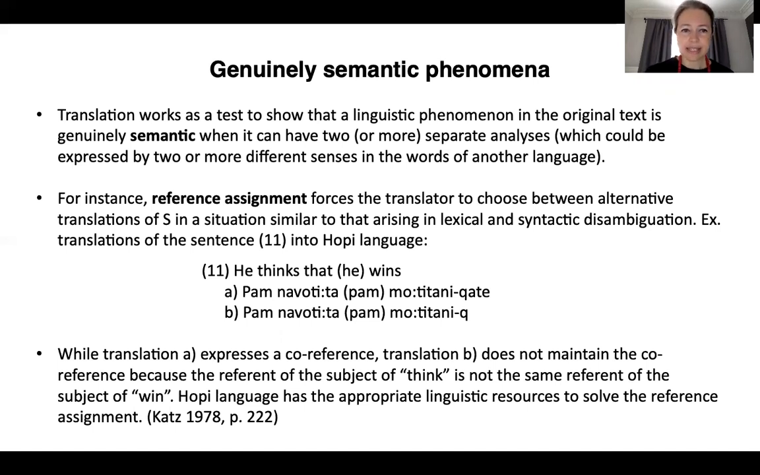For instance, the translation of the sentence in English, number 11, he thinks that it wins. When it is translated into another language, we could have two different translations. Translation A expresses a co-reference, and translation B does not maintain the co-reference, because the referent of the subject of the first clause is not the same as the referent of the subject of the second. So this language has the appropriate linguistic resources to resolve the reference assignment, while English does not have such linguistic resources.